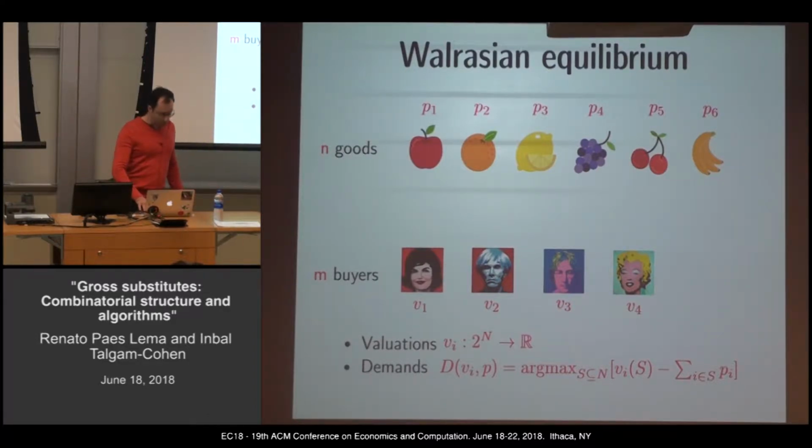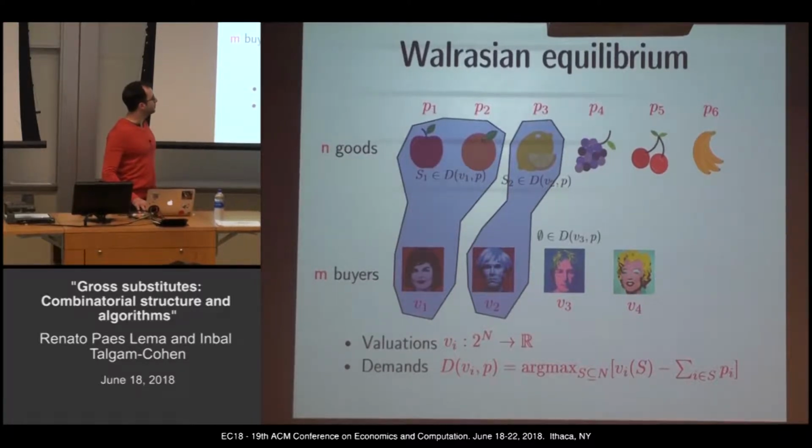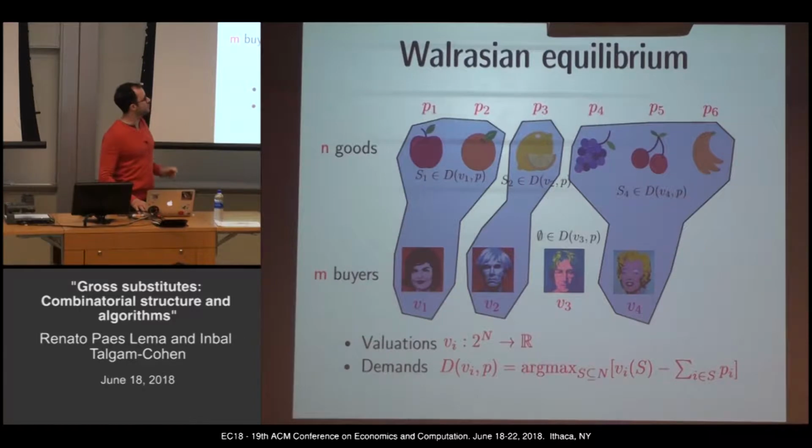You see that it's an equilibrium if I ask every person to pick their favorite bundle of goods. Say under those prices, she prefers to buy the apple and the orange, she prefers to buy the lemon, Victor prefers to buy nothing, and the other one prefers grapes, cherry, and bananas.